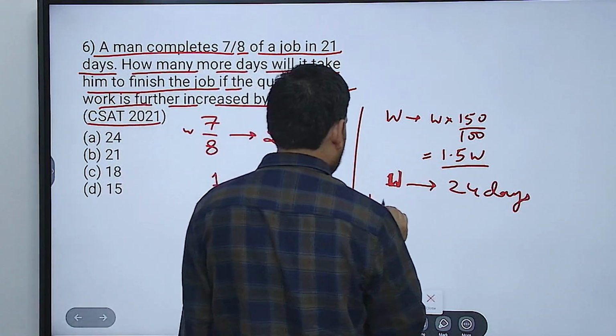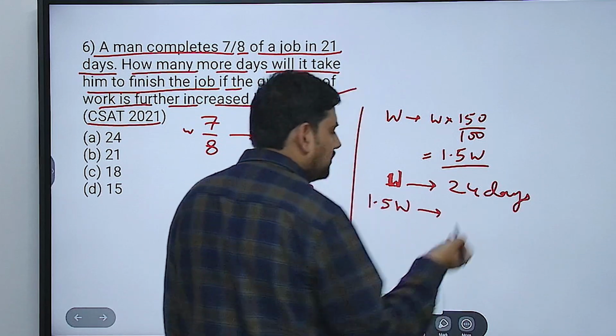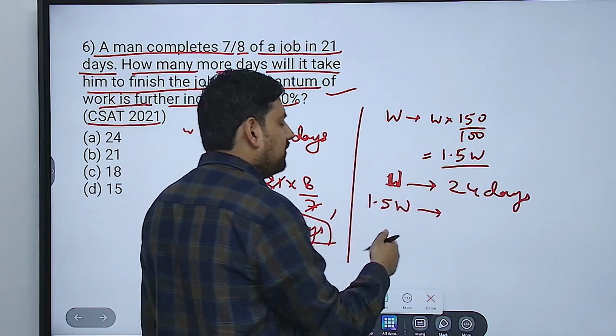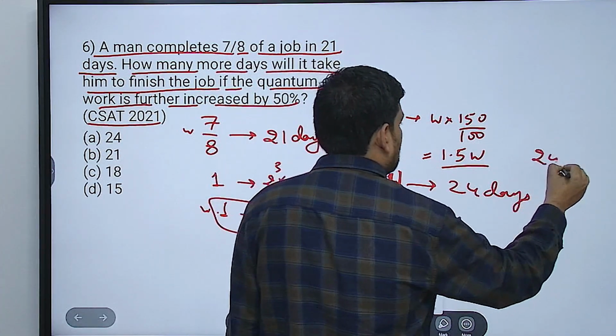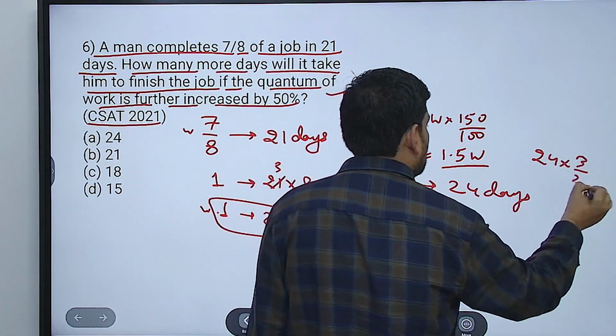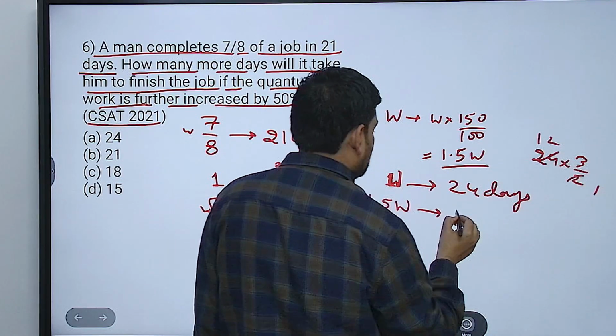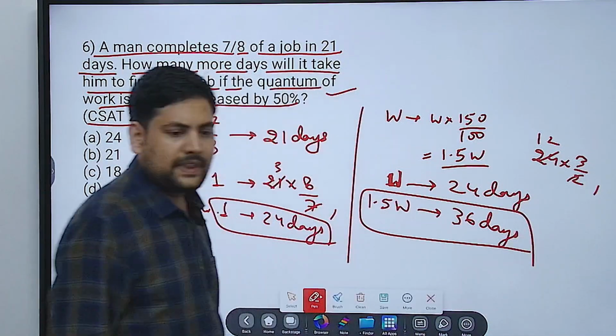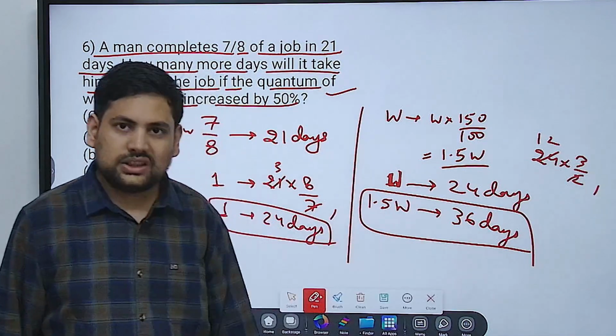Now the question says, to complete 1.5 W, how many days will be taken? So multiply both sides by 1.5. What you get? 24 into 1.5, or 3 by 2. 12 times 1, 12 times 3 is 36 days. Correct? So this will be completed in 36 days.